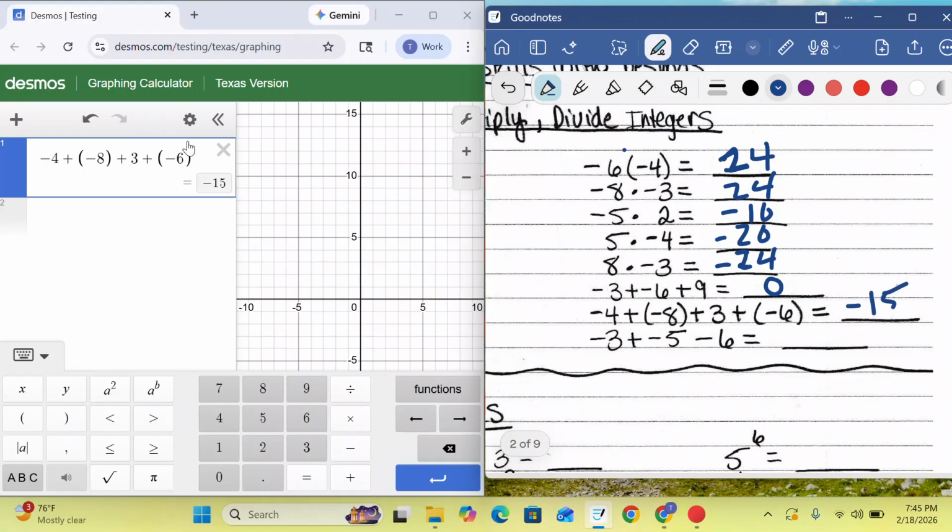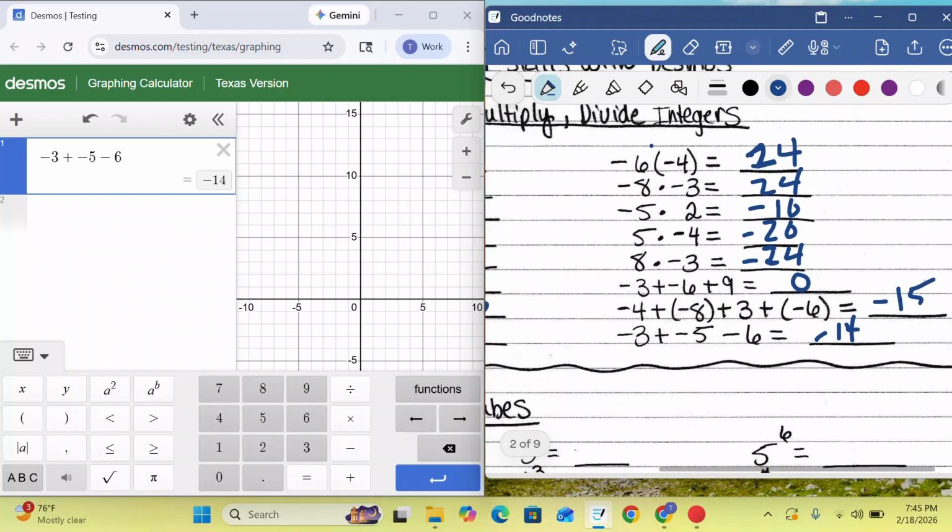And the last one that I'm going to do is negative 3 plus negative 5 minus 6 gives me a negative 14. So we don't need to know how to add, subtract, multiply, and divide integers. We don't need to know how to multiply fractions. Why? Desmos will do it all for us.